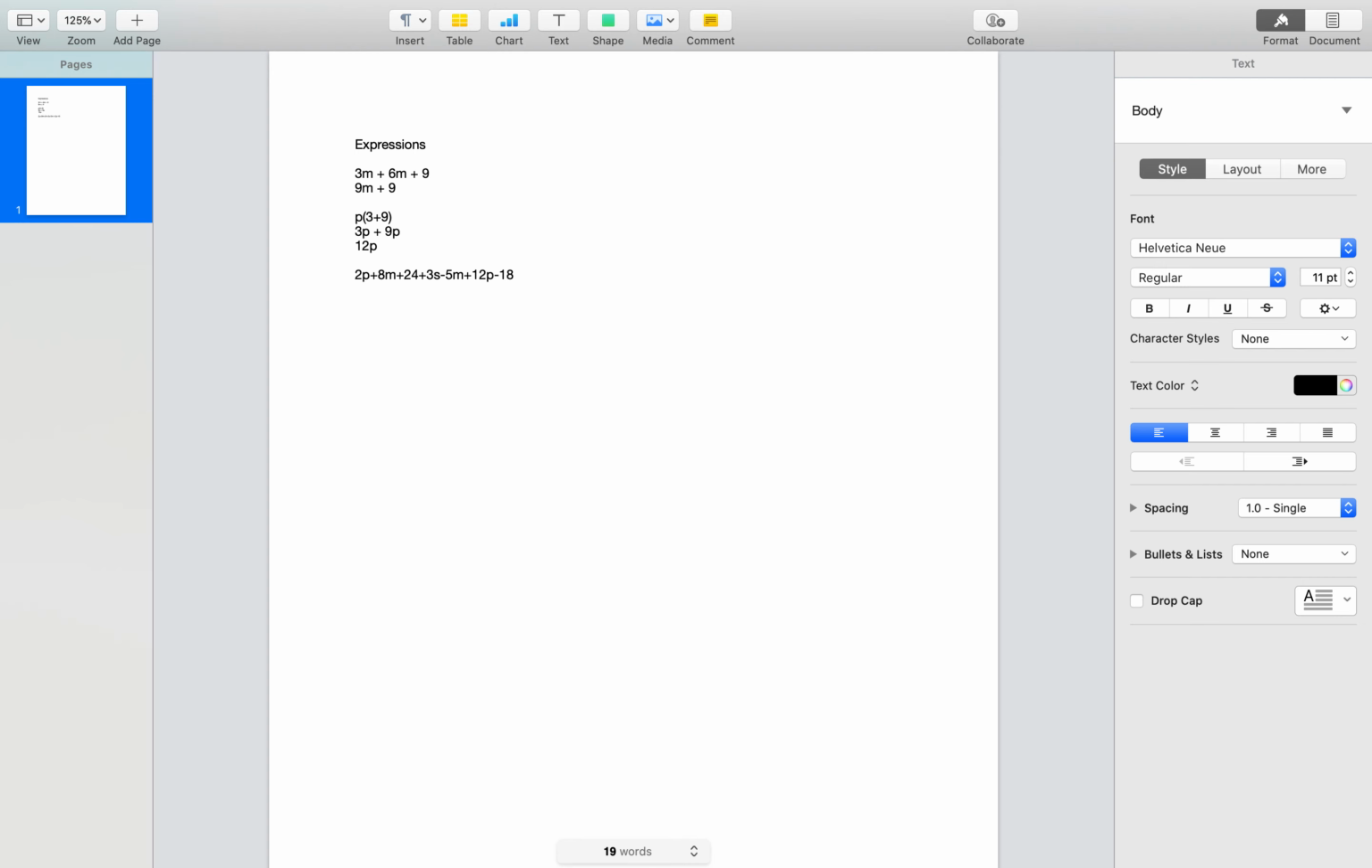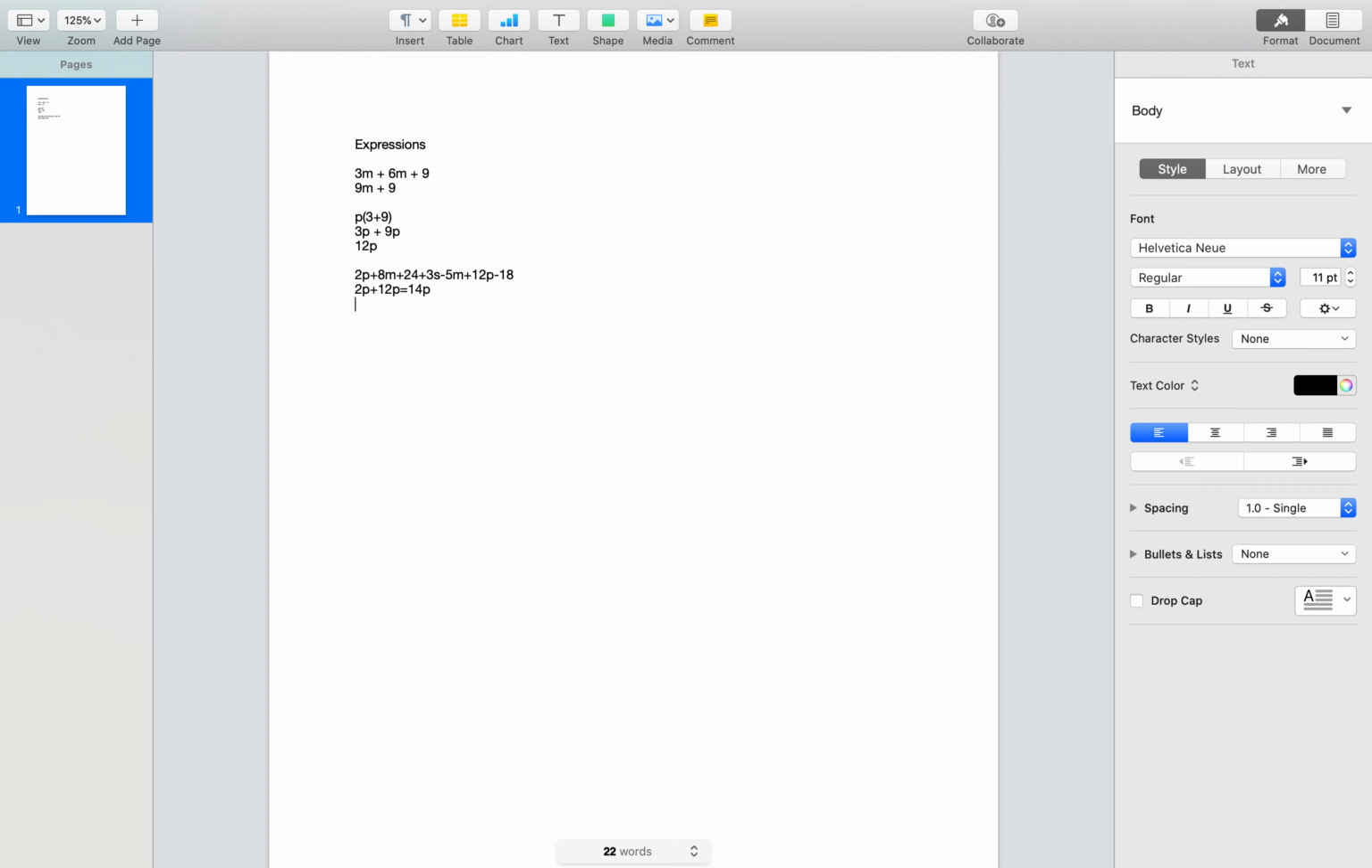So really what you want to do is combine your like terms. So I always start with the first variable in the question, or in the expression, pardon me. So we would start with 2p and then find any like terms. So when I look through here, 8m is not a like term, 24 is not a like term, 3s, 5m, those are not, 12p, and it's plus 12p. So 2p plus 12p equals 14p.